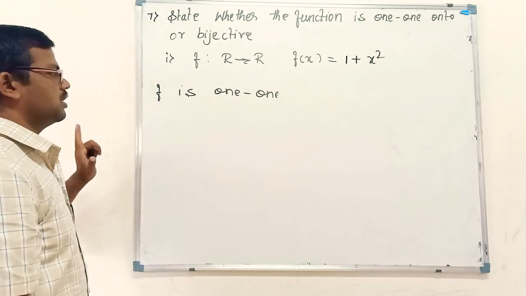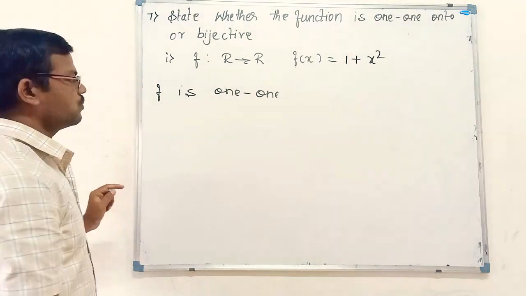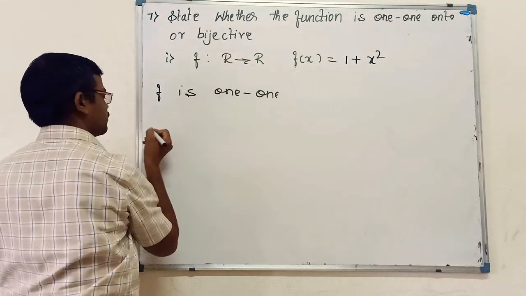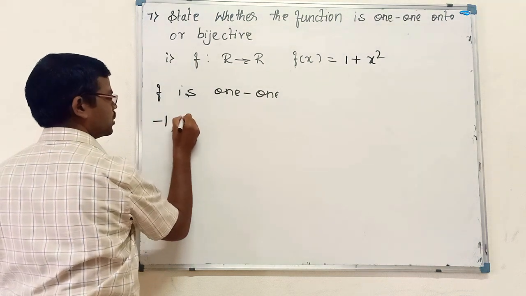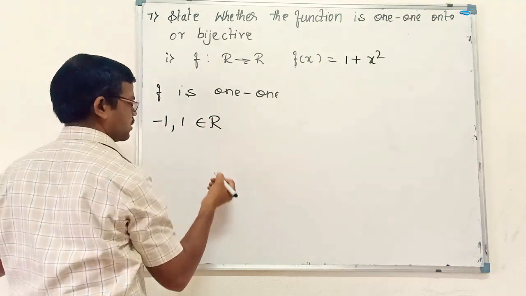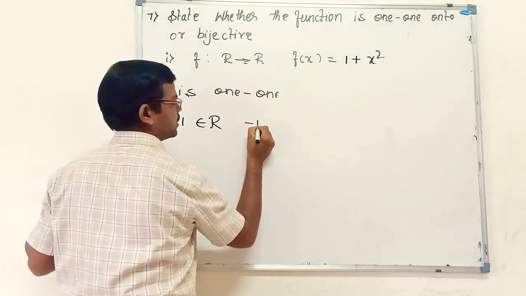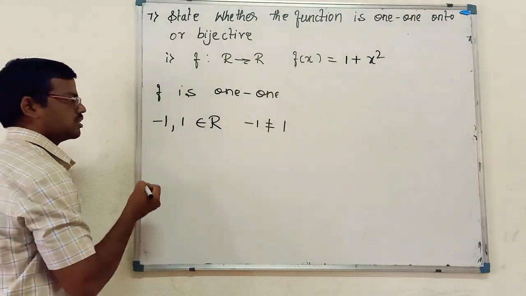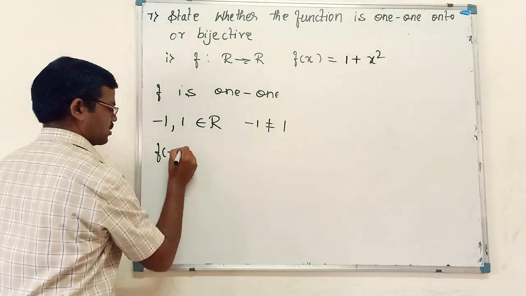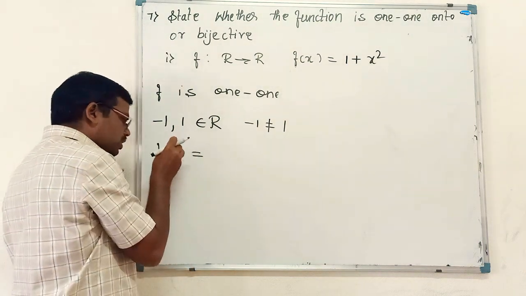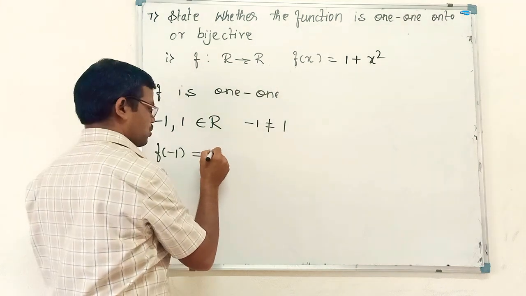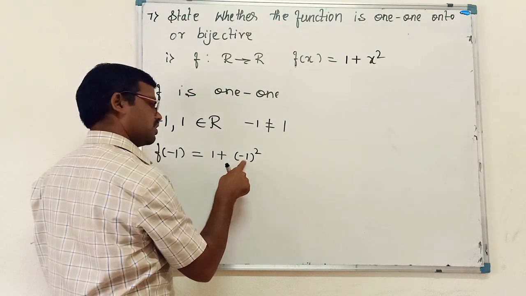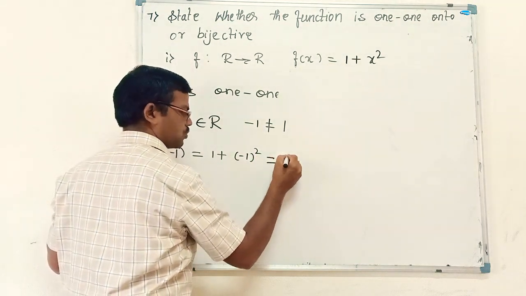First, we identify whether it will be 1-1 or not. So for a 1-1 function, first we consider elements of the real numbers. Let me consider 1 and minus 1, which belong to the real numbers. So they are different. Minus 1 is not equal to 1. Next, we have to find out their images. That is f of minus 1. F of minus 1 is equal to, wherever there is an x, we put minus 1: 1 plus (minus 1) whole squared. Minus 1 whole squared means it is positive. 1 plus 1, so it is 2.